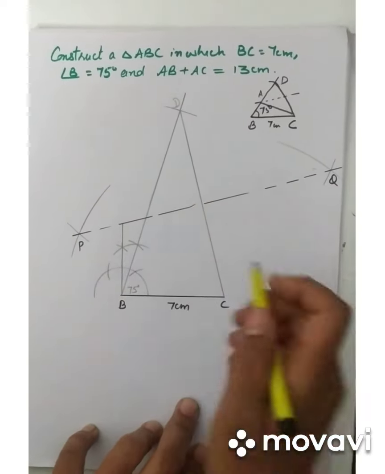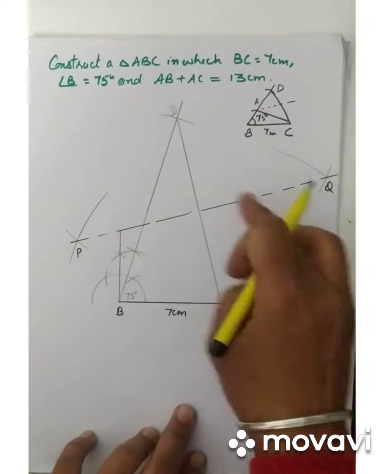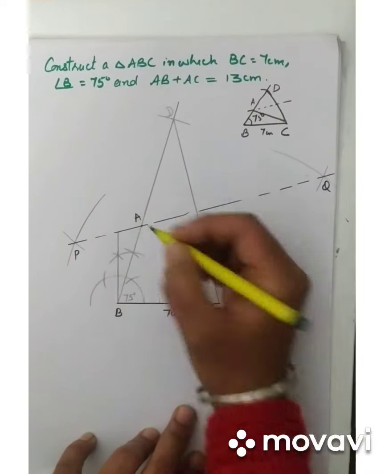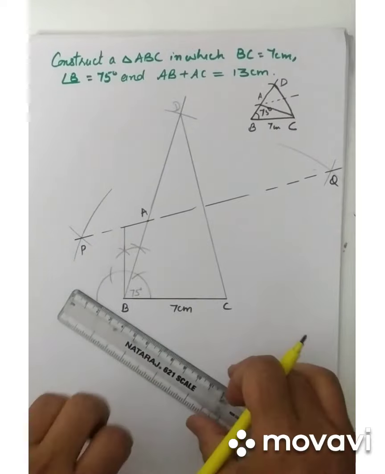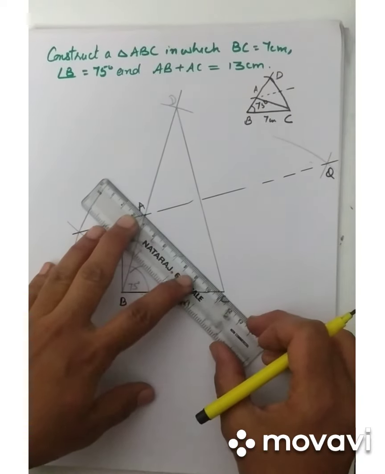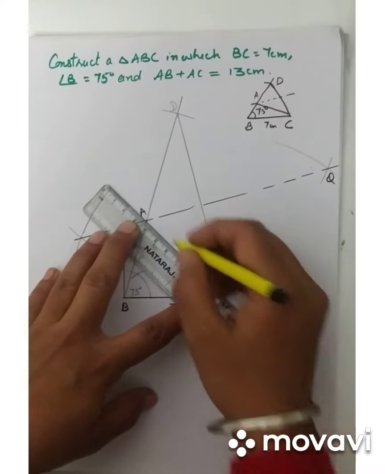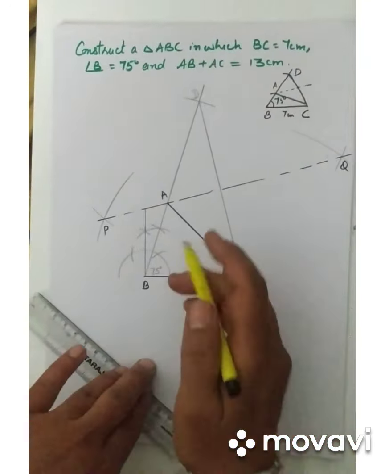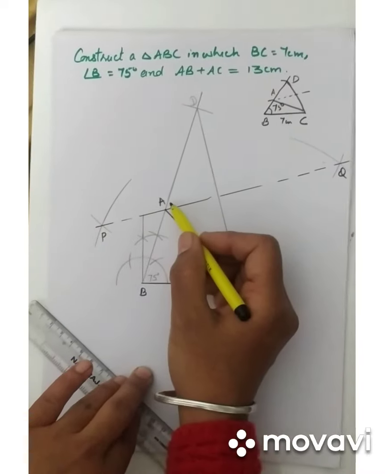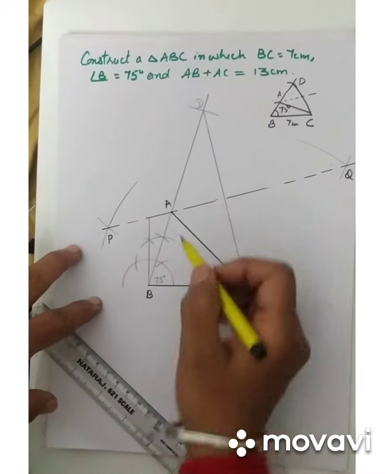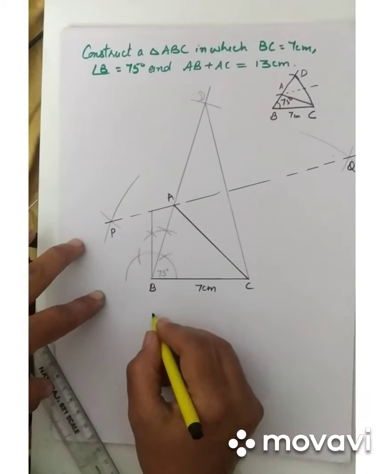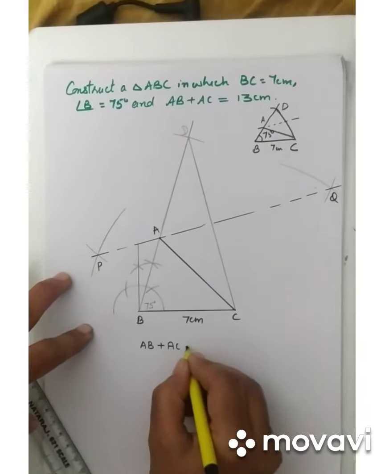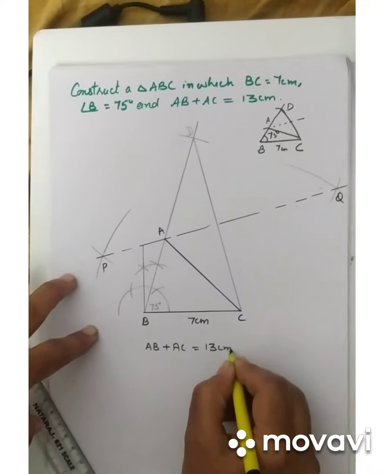Okay? And now where this perpendicular bisector intersects BD, mark this point as A. This point is A. Now join A with C. Right? Now this is the required triangle ABC. Here you have a complete triangle ABC. Here, if you have noted down, if you measure with the scale, the sum of sides AB and AC must be 13 centimeters.